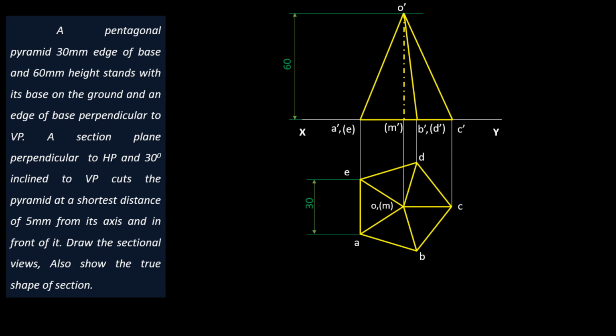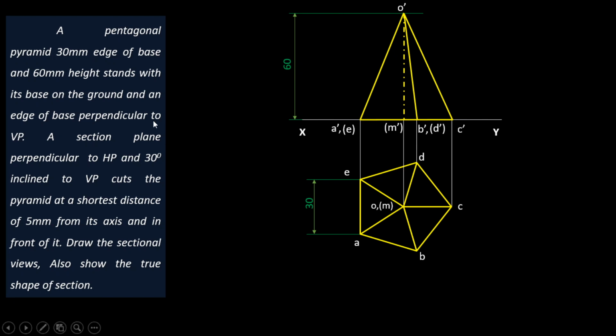Okay, in the former case, the section plane was perpendicular to VP. That means we can see the section plane as a straight line in front view. In this case, the section plane is perpendicular to HP, so we can see the section plane as a straight line in top view only. Right. Let's look at the question.